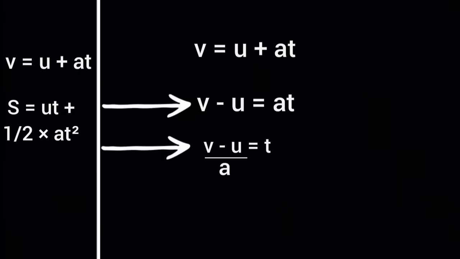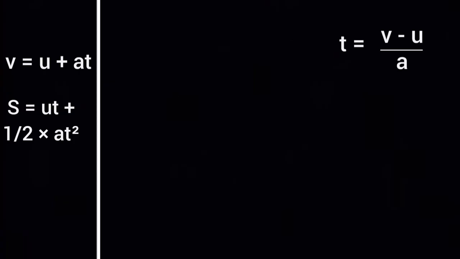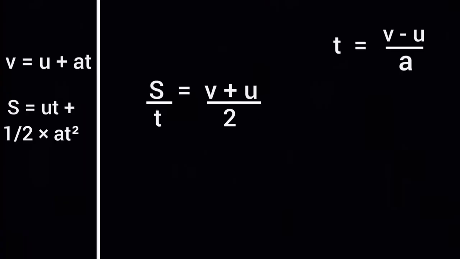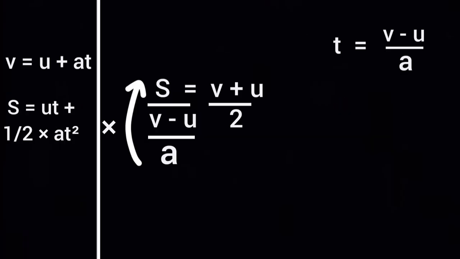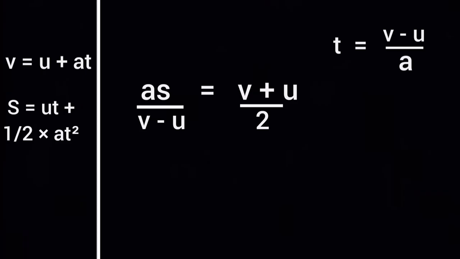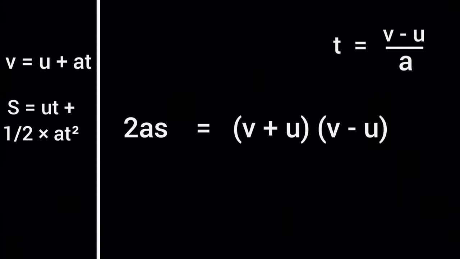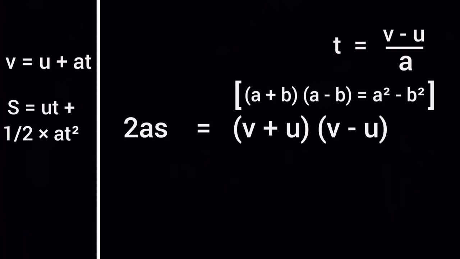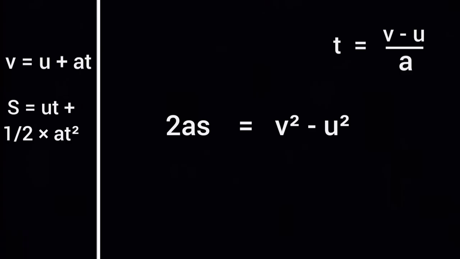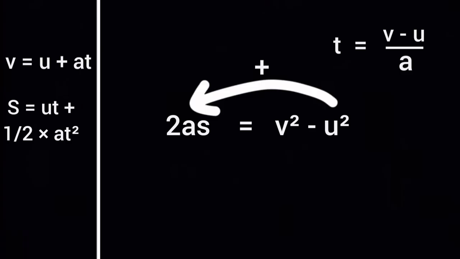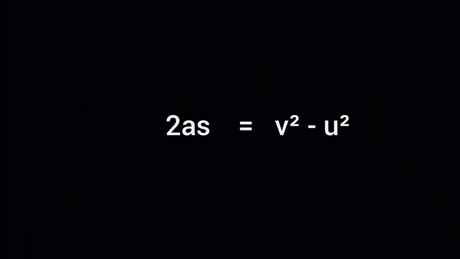After burning my brain cells, I got T equals (V minus U) by A. Previously we got S by T equals (U plus V) by 2. Here if we replace T with this, we'll get this equation. Mathematically, A will multiply with S, and we'll get AS by (V minus U) equals (U plus V) by 2. After cross-multiplying, we get this equation. Its RHS is looking like this stuff, so we get 2AS equals V squared minus U squared. And if we calculate further, we get our last equation. And yeah, these are the three main equations of motion.